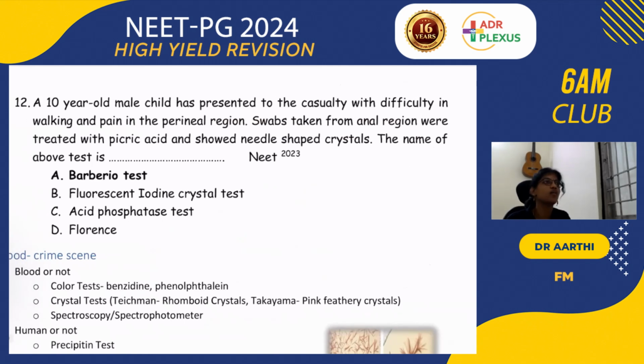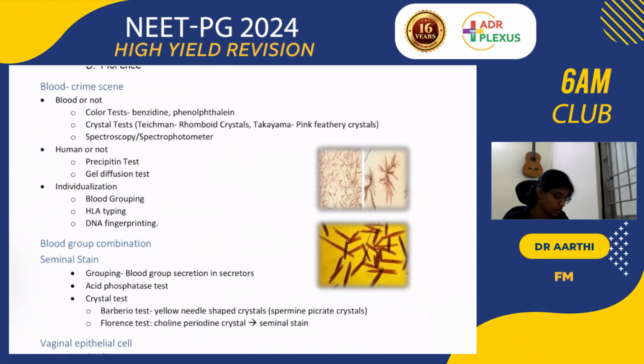A 10-year-old male child has presented to the casualty with difficulty in walking and pain in the perineal region, which we are talking about is a sexual offense. Swabs were taken, picric acid shows needle-shaped crystals. We are talking about picrate crystals, right? And the name of the above test is Barberio's test. So we studied mainly 3 crystals in photographs and 1 more is the fluorescent test. Let's look into those crystals alone.